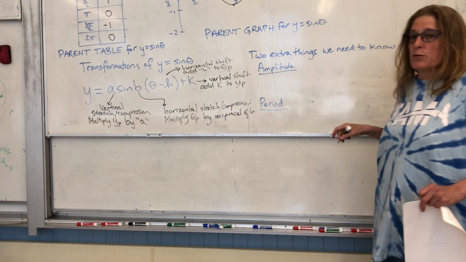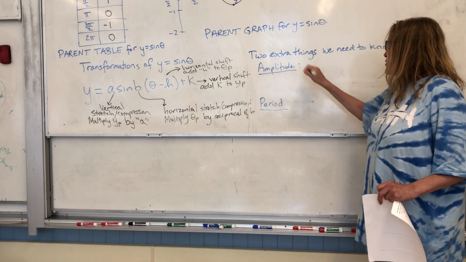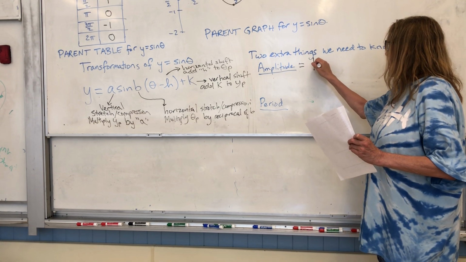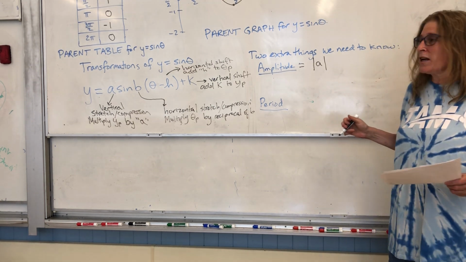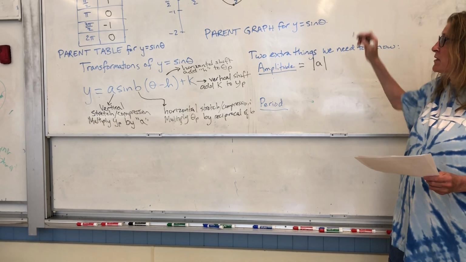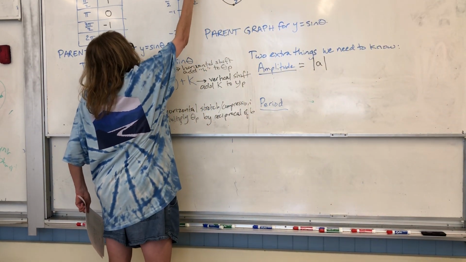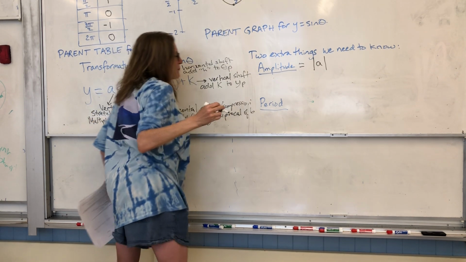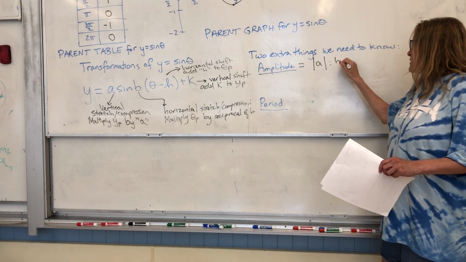There are 2 extra things we need to be able to identify when it's a trig function. One is called amplitude. Amplitude in the equation is just equal to the absolute value of A. Technically, it is the distance from the midline to the maximum and the minimum. So up here, this is amplitude right here. The way I like to think of it is how high are the mountains and how deep are the valleys?